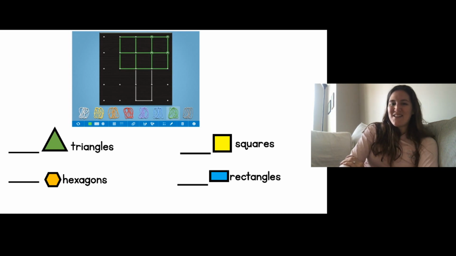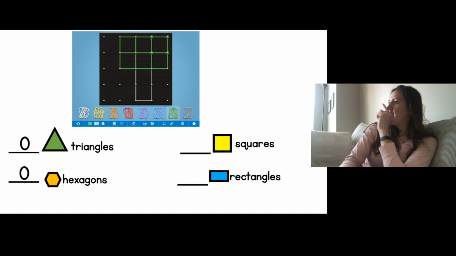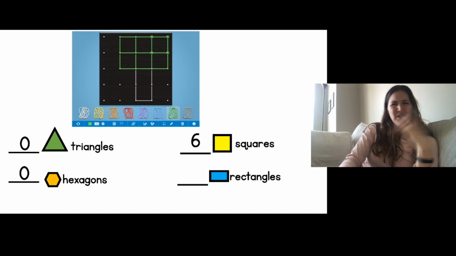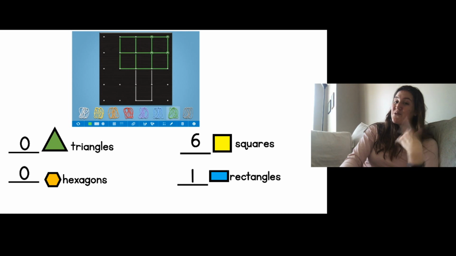How many triangles did I use in the tree? There are no triangles in that tree. Yeah, 0. Did I use any hexagons? No, 0 hexagons. What about squares? Oh, I did all those squares up in the tree bush. 1, 2, 3, 4, 5, 6. Yeah, 6 squares. Are there any rectangles? Yeah, there's 1 rectangle. So to make my tree, I used 6 squares and 1 rectangle.